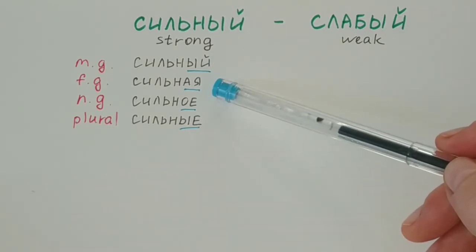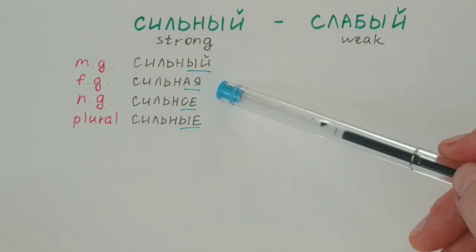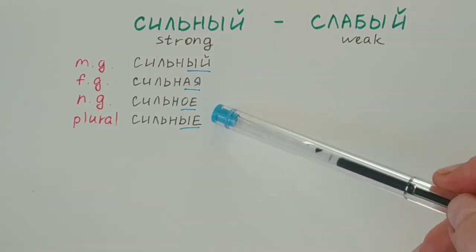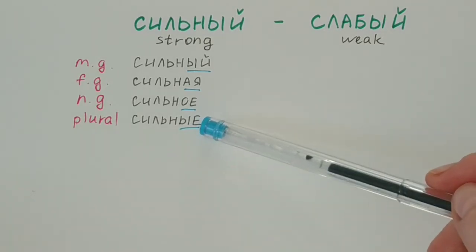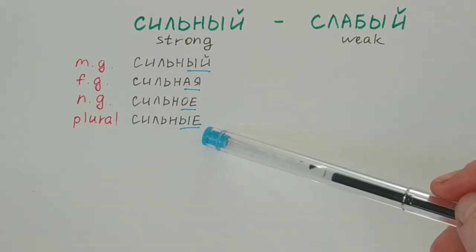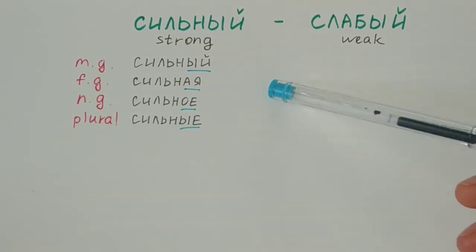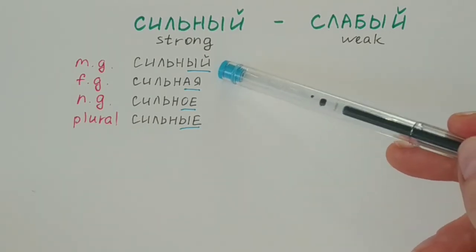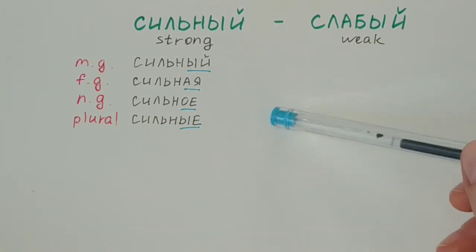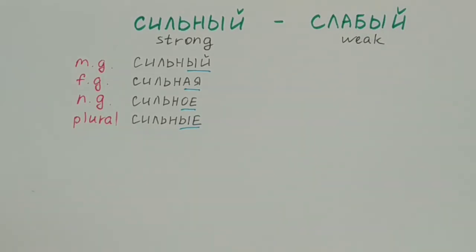The feminine gender form is changed, has a different ending, which is ая. So the feminine gender form is сильная. The neuter gender form has the ending ое, and it is сильное. And the plural form of this adjective has the ending ые, and it is сильные. So naturally, the different gender forms of this adjective have to be used with the nouns of the corresponding gender and also of the corresponding singular or plural form.